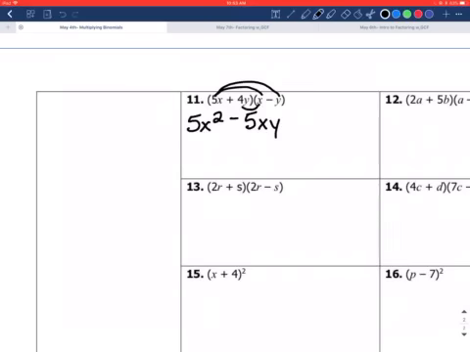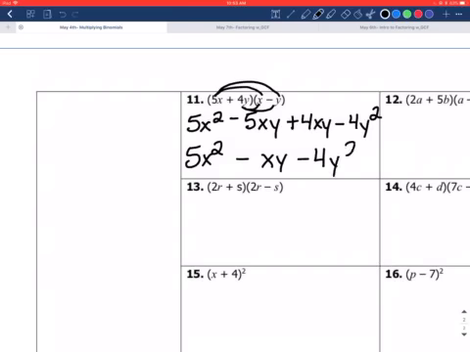And then we will add 4xy, and then the 4y times negative y will be negative 4y squared. So now these terms in the middle we will combine to negative 1xy, which we don't have to write that 1, but it's okay if you choose to. And then we will bring down the negative 4y squared.